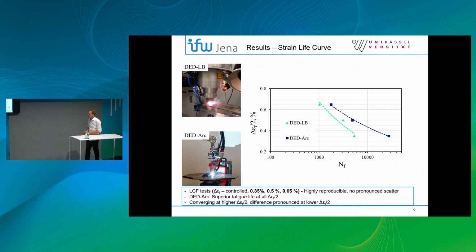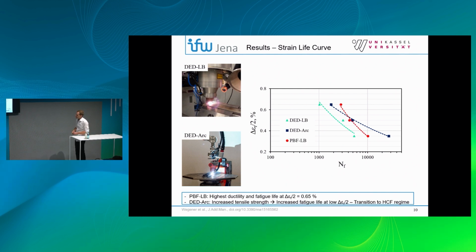And the first thing we saw is that these tests are highly reproducible and the material is not characterized by a large scatter. And what we see is that at all tested strain amplitudes, the DED arc material shows superior fatigue life compared to the DED LB material. At the higher strain amplitudes, the strain lives are somehow converging, but the difference is more pronounced at the lower strain amplitudes of 0.35%.